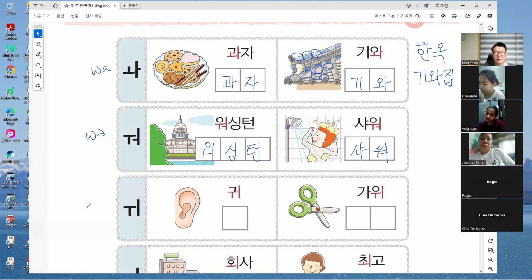All right. How about this? This one is we sound. So can you read? Qui. This one, ear. Qui. How about this? Ka, we. Scissors. Kawi. Okay, Kawi.